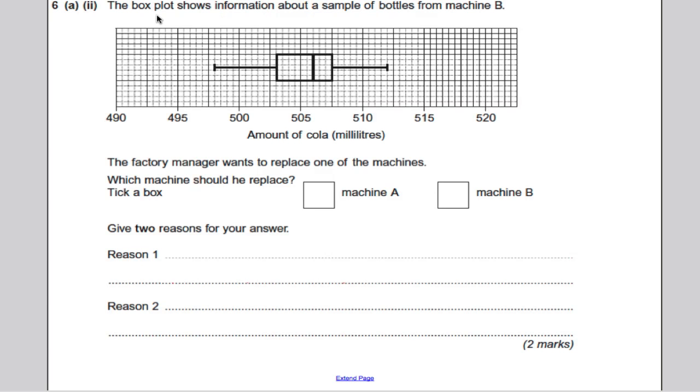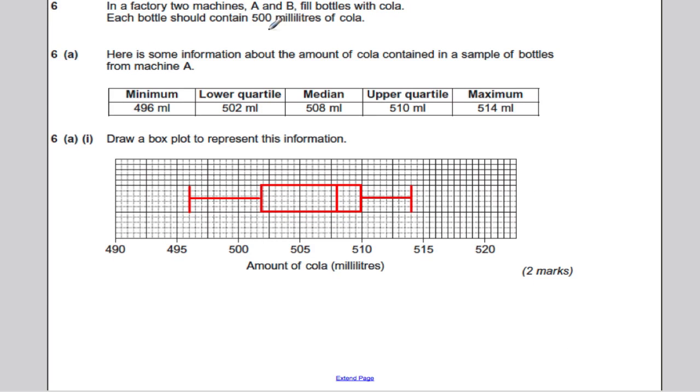Next question. It says the box plot shows the information about a sample of bottles from machine B, and the factory manager wants to replace one of the machines. Which machine should he replace? Well, if I was the manager, I would certainly be thinking about which machine is putting more cola on average into the bottles, and obviously a higher average is not good for the company, because it said earlier in the question that each bottle should contain 500 mils of cola.